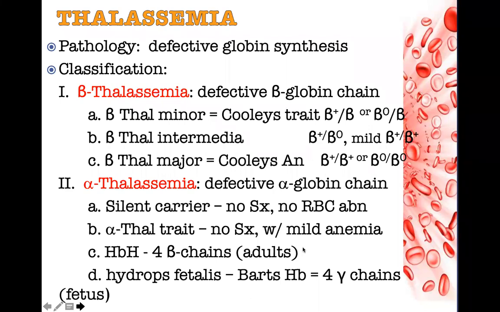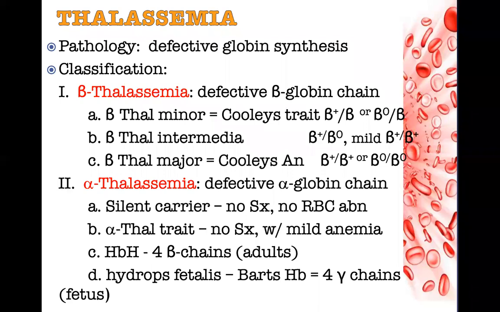So in thalassemia minor, you have a heterozygous, meaning only one carries the abnormality. Intermedia can be like minor, heterozygous, or could be a mild homozygous. In thalassemia major, both beta chains are abnormal.